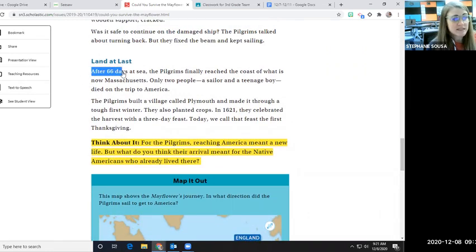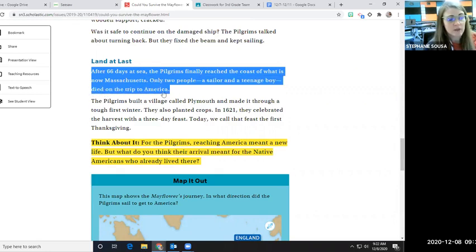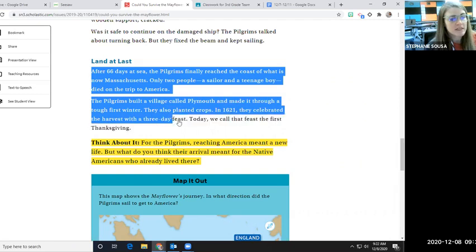After 66 days at sea, that's a little more than 2 months, the Pilgrims finally reached the coast of what is now Massachusetts. Only 2 people, a sailor and a teenage boy, died on the trip to America. The Pilgrims built a village called Plymouth and made it through a tough first winter. They also planted crops. In 1621, that's 399 years ago, they celebrated the harvest with a 3-day feast. Today, we call that feast the first Thanksgiving.